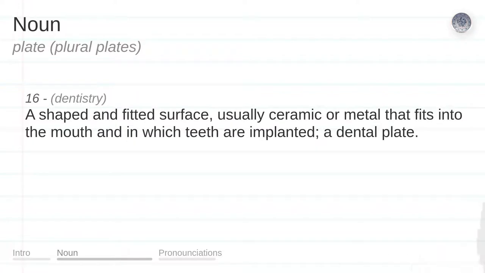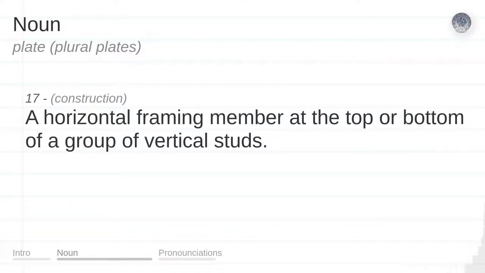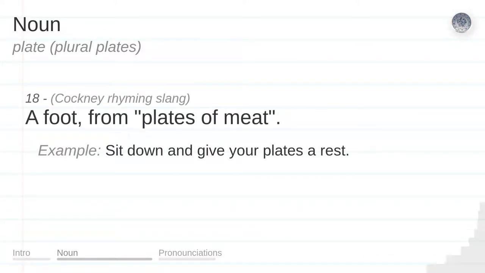A shaped and fitted surface, usually ceramic or metal, that fits into the mouth and in which teeth are implanted, a dental plate. A horizontal framing member at the top or bottom of a group of vertical studs. A foot, from plates of meat. Example: Sit down and give your plates a rest.